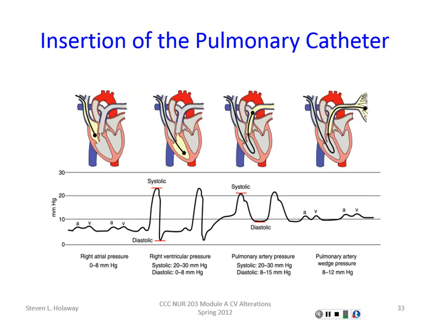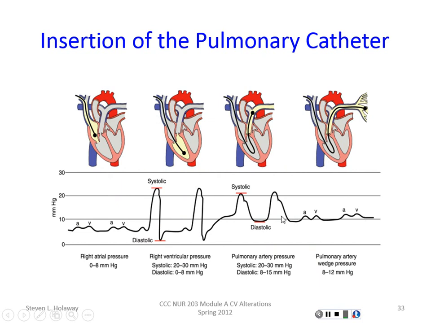This is kind of what I was talking about with the insertion of the pulmonary catheter. Basically, when it goes in, they can see it going into the right atrium. You can see these atrium pressures. Then you'll see it go into the right ventricle. You'll see the big waveforms. Then you can see it move out into the pulmonary artery. And then you can see where it wedges.